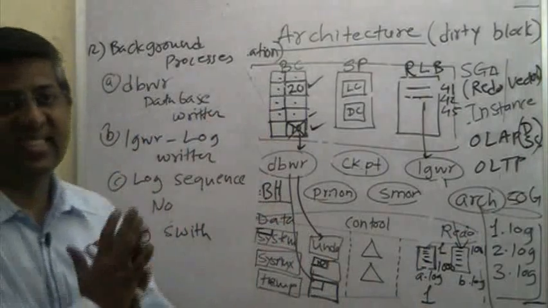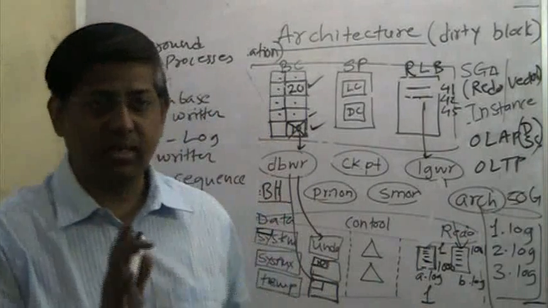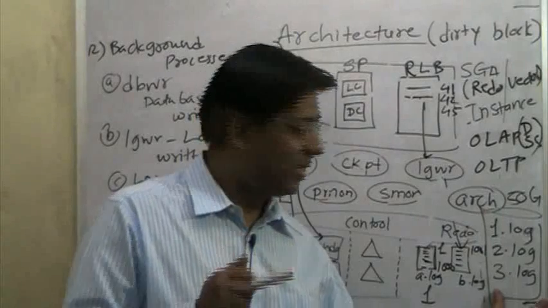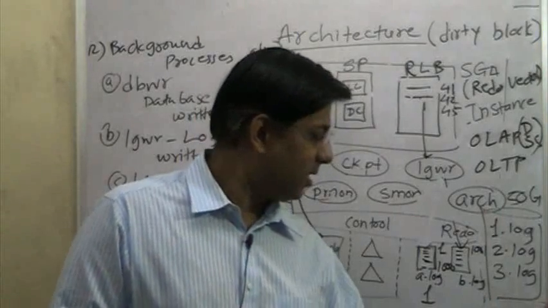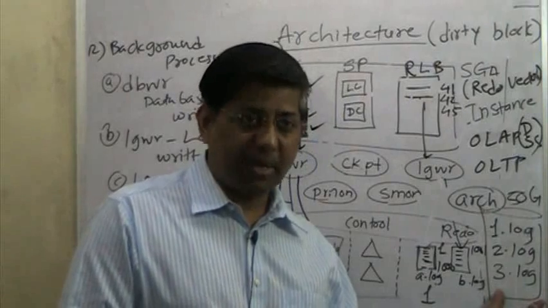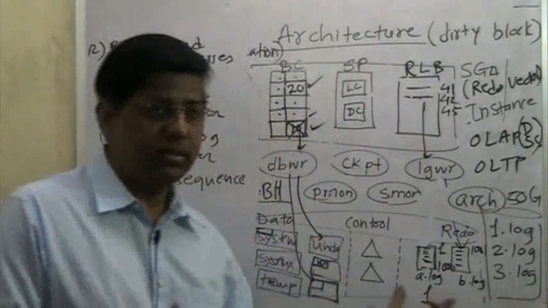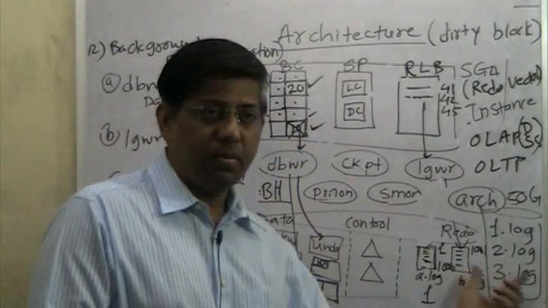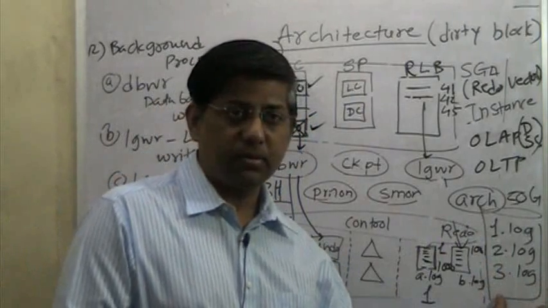We are still in the middle of disk management, where we put 1.log, 2.log, 3.log when that becomes full. The ripple effect is that when this becomes full, archive will not be able to put anything over there. This is the effect.